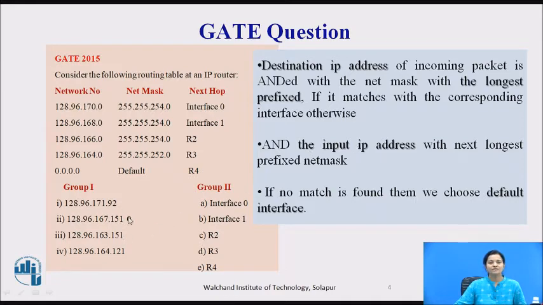If the output address is not matching, then we will check the input address for the longest prefix matching, and if no match is found, then the default network, you can see here one network is showing that it is a default network. So we can use that particular default network. So these are the rules.